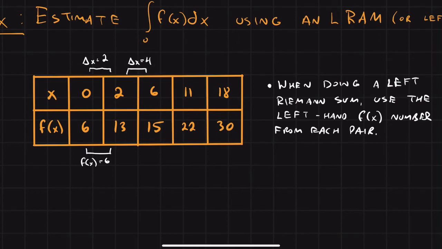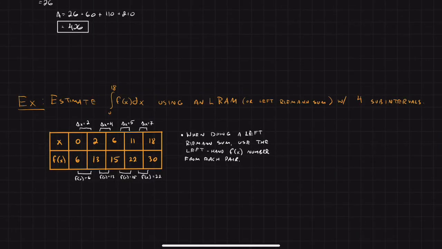The next rectangle would span between 2 to 6, so the delta x would be 6 minus 2, which is 4. And then we use the left f of x from that pair. F of x is equal to 13. The rectangle spanning between 6 and 11, delta x would be 5, and we use f of x equals 15. And then for the last rectangle, delta x would be equal to 7, and we use f of x equals 22. All we need to do now to calculate a is to put all this information together.